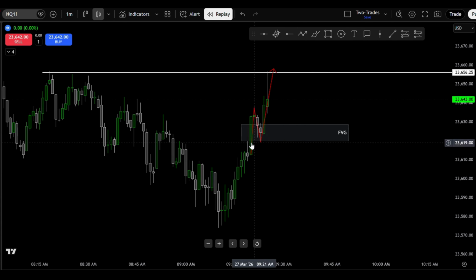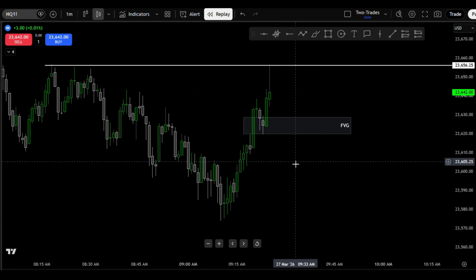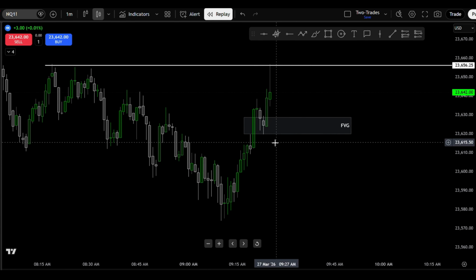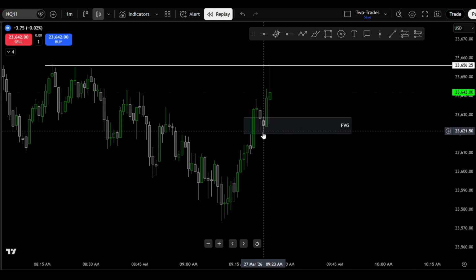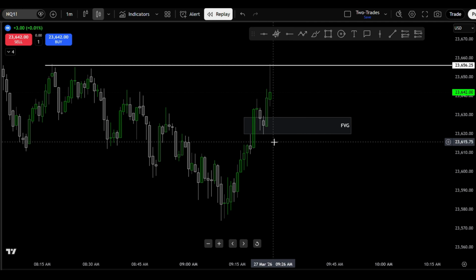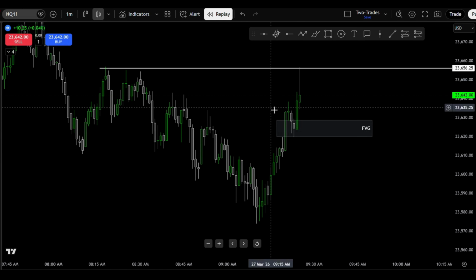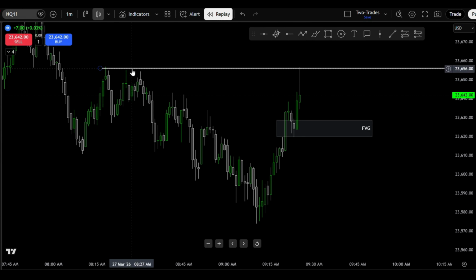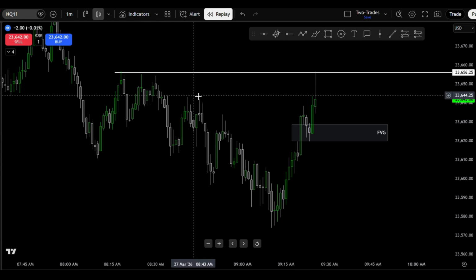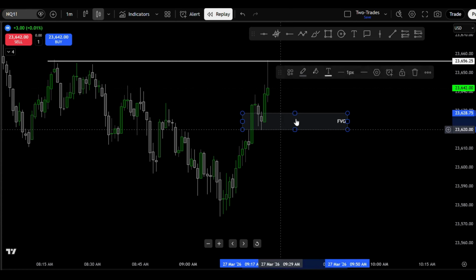Now, a lot of people might say, well, why didn't you take this fair value gap as a trade, right? Well, I typically trade inversions and we didn't get an inversion. This just came down and filled the fair value gap. We did not close beneath the fair value gap for it to be considered an inversion. So I'm still waiting. But as you can see, the buyers did come up and push the price up to this buy-side liquidity that we had marked out.